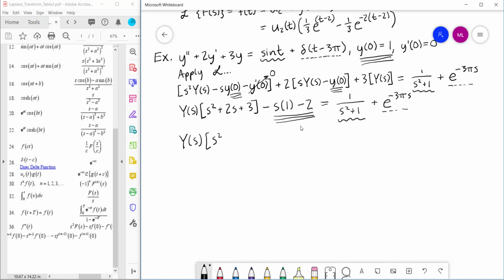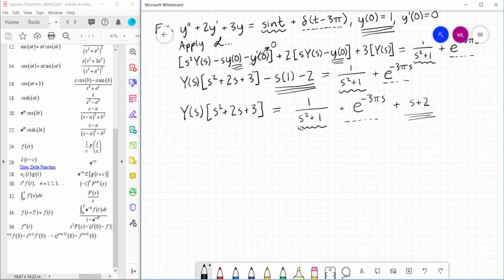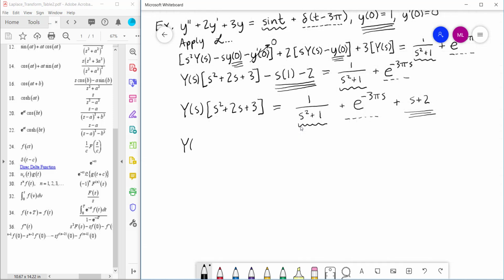Y of s times our big mess is equal to, we've got our 1 over s squared plus 1. We've got plus e to the negative 3 pi s. And moving those terms over, we've got a plus s plus 2 over here. And so now there's our squiggly, our dashed, and our triple underlined terms. So there's all our terms. This is what we've got. Last step, divide out by our quadratic here.